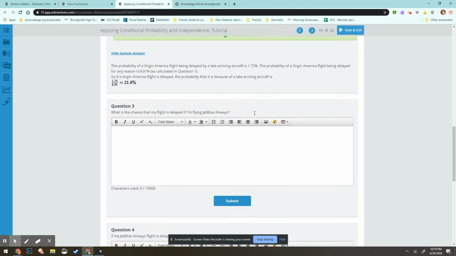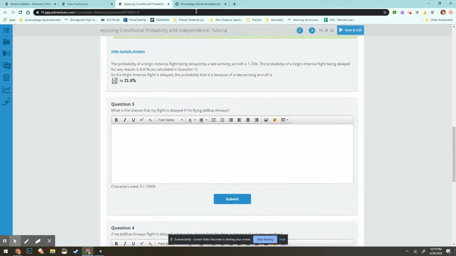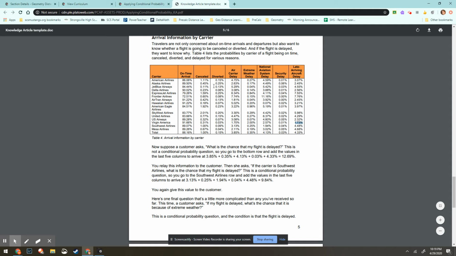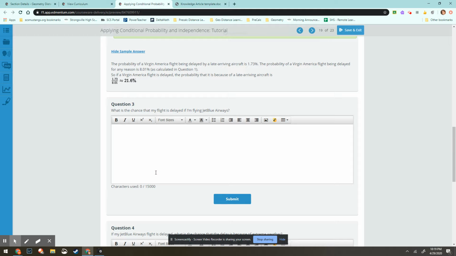This is really similar. What's the chance my flight is delayed if I'm flying JetBlue? For JetBlue, I'm adding up all my delayed percentages, which would be 5.29 plus 0.04 plus 5.42 plus 0.03 plus 4.55. And when I do that, I get 15.33%.